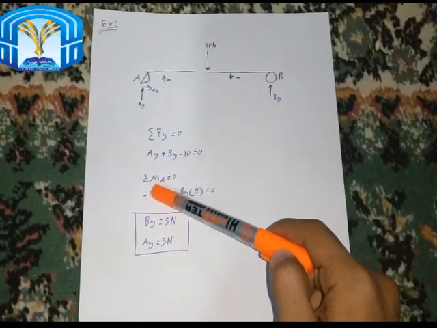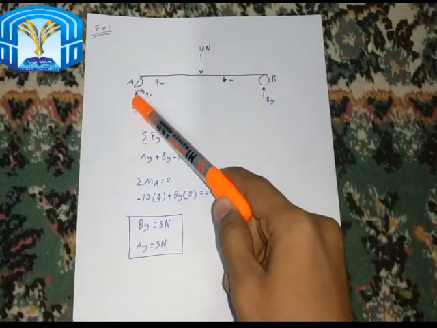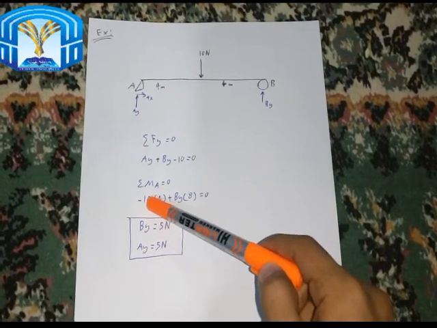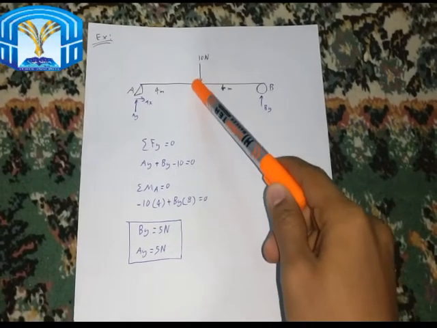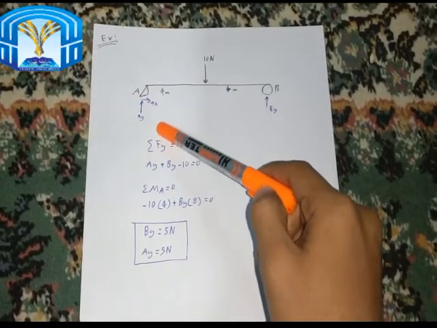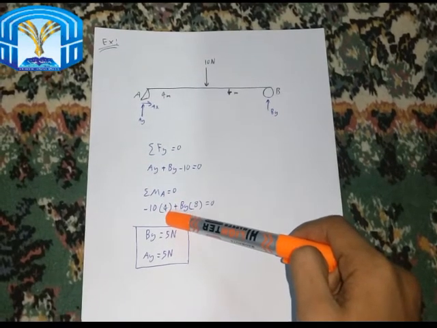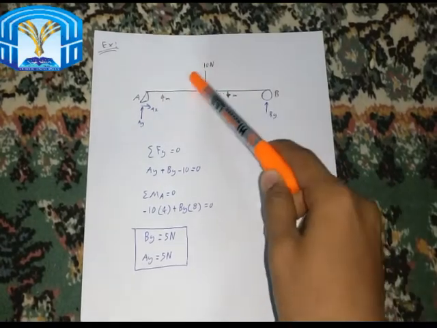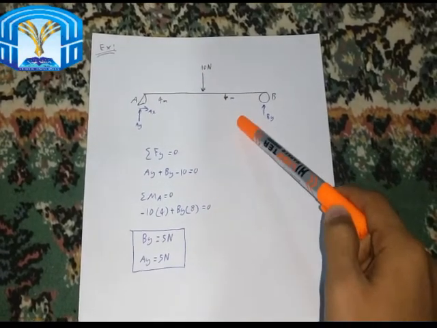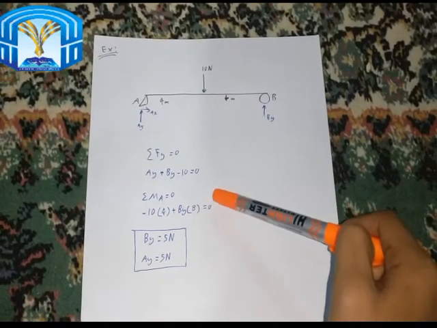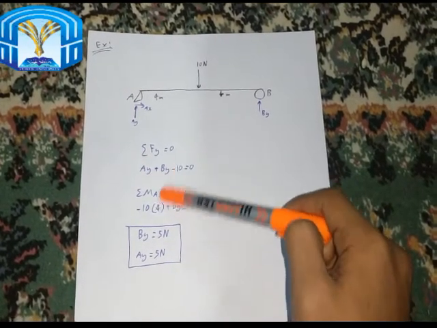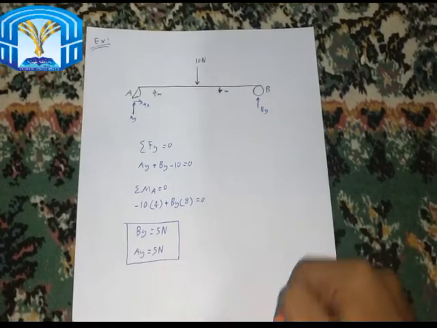So we have two unknowns. We take moment about A because there are a lot of unknowns. So we say minus 10 because it is clockwise, multiply 4 the distance, plus BY because it is opposite clockwise, multiply the whole distance which is 8, equals 0. So BY will be equal 5, and we go back to this equation, AY will be equal 5.